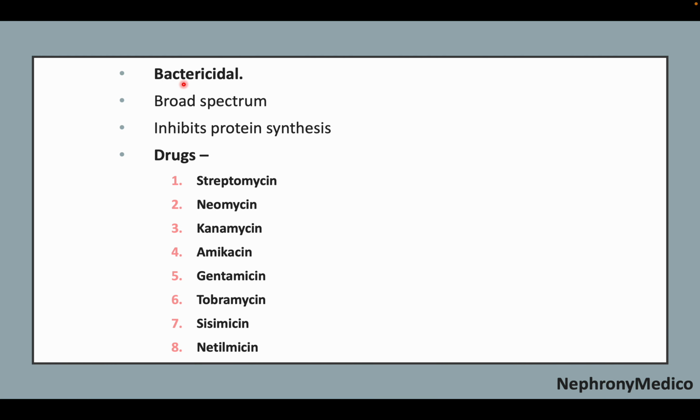Now, these are the bactericidal drugs which are broad spectrum. They inhibit protein synthesis. These drugs include streptomycin, neomycin, kanamycin, amikacin, gentamicin, tobramycin, sisomicin, and netilmicin.